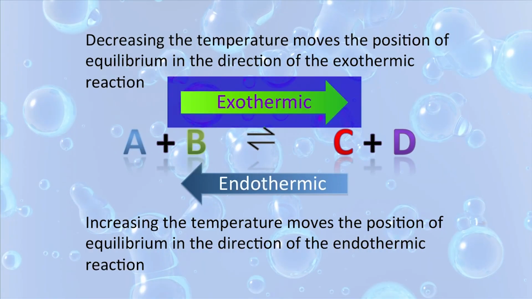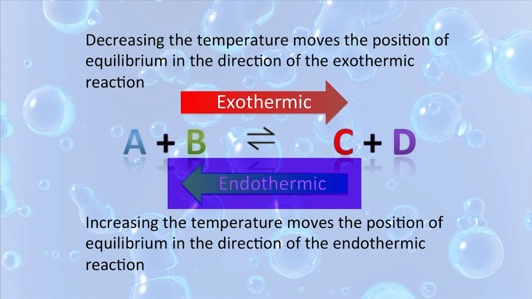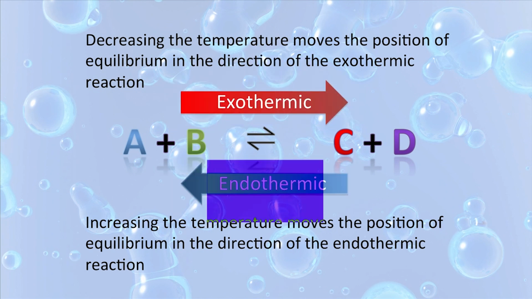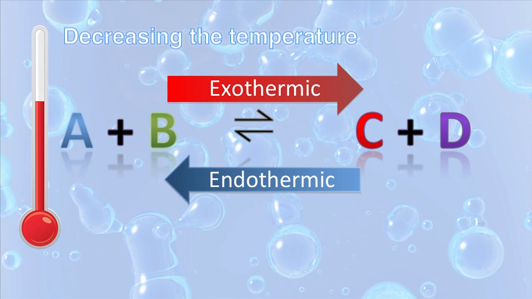Now let's have a look at changing the temperature of a reversible reaction. Suppose the forward reaction is exothermic, one that gives out heat. The backward reaction would be endothermic, one that takes in heat. If the reaction was 300 degrees Celsius, what would happen if the temperature was lowered to 100 degrees Celsius? According to Le Chatelier's principle, the reaction will respond in such a way as to increase the temperature again.